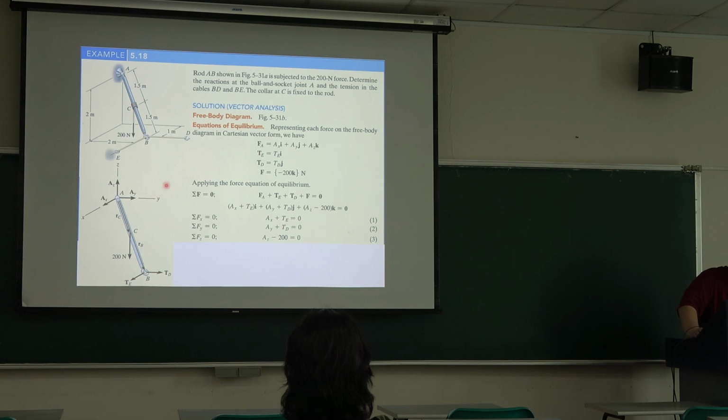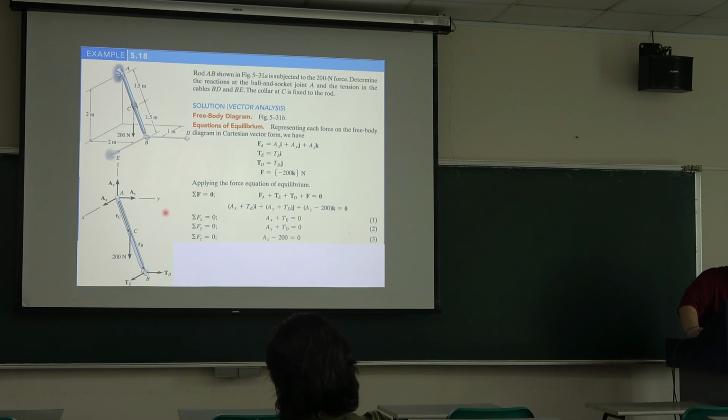And we can use vector analysis, so do a Cartesian vector form. So FA, let's see FA here, and in three directions, x-axis, y-axis and z-axis, we have the AX force, AY force, and the AZ force. So in Cartesian vector form, we use AXi plus AYj plus AZk. So this is the Cartesian vector form.